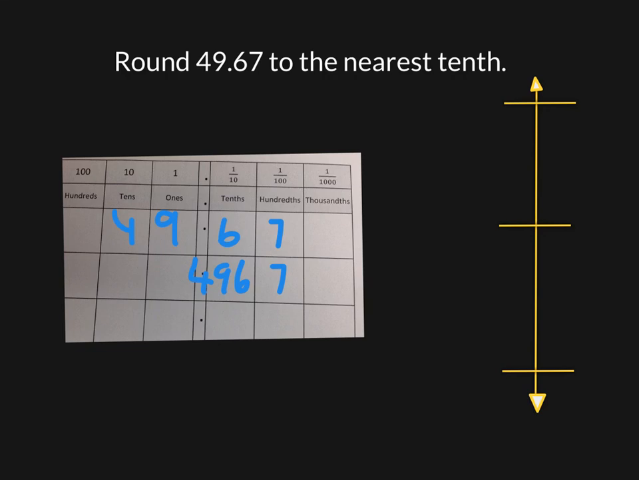So now I know what the minimum on my vertical number line will be. The maximum will be 1 more. You will have to find the midpoint and decide whether 496 and 7 hundredths is closer to the minimum or maximum on your vertical number line and do the rounding. If you are confused, remember to go back and watch the previous slides so you are sure of your answer before you choose it on the quiz.